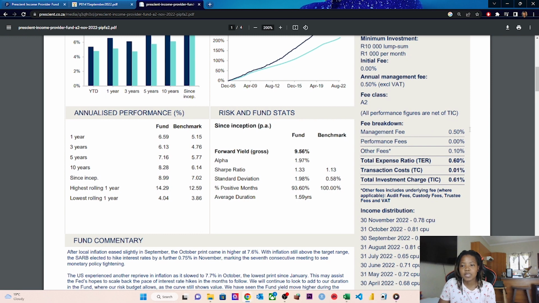There's the fee breakdown. You're basically paying 0.5, no performance fees, other fees about 0.10. So that's what they pay to the Manco, which is Prescient Administrator. Those are the people you're more likely to deal with. That's the company that, if you're sending in your documents, your FICA, would be dealing with it. They're the administrators, and the investment team is Prescient Investment Management. You see here it says includes underlying fee, audit, custody, trustee fees, and VAT. So that's what they will be paying PFS, which is Prescient Fund Services. And then the 0.5 would go to the investment team, right?